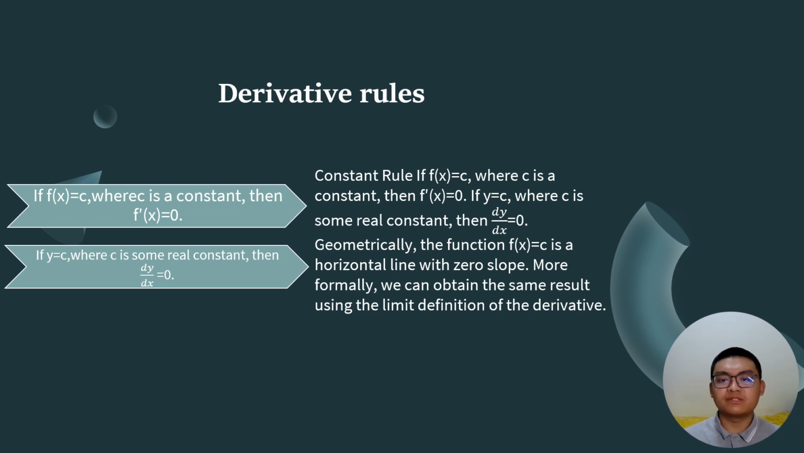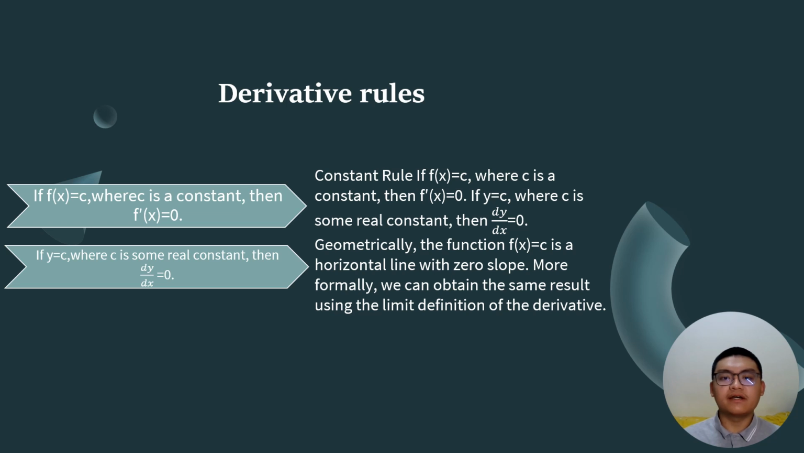Similarly, if y equals c, where c is some real constant, then dy over dx equals 0. Geometrically, this means that the function f of x equals c is a horizontal line with 0 slope. To understand this better, imagine a flat, horizontal line on a graph. Since the line is flat, there is no rise or fall, it is completely level. Because of this, the slope of the line is 0. That's why the derivative, which measures the slope, is 0.